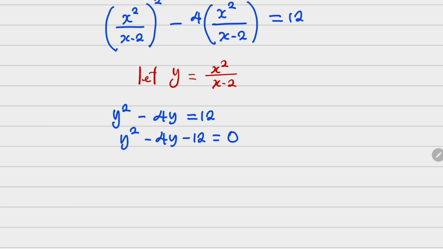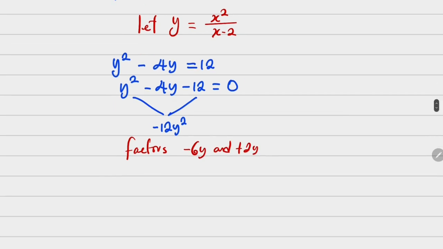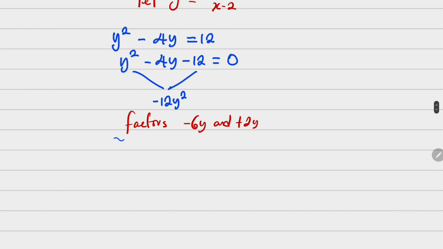Now this is a very factorizable quadratic equation. The method is to multiply these two end terms, and I'm going to have minus 12y squared. Then the needed factors in this case will be minus 6y and plus 2y. Okay, substituting to actually work out this quadratic equation, I'm going to have y squared minus 6y then plus 2y minus 12 is equals to 0.